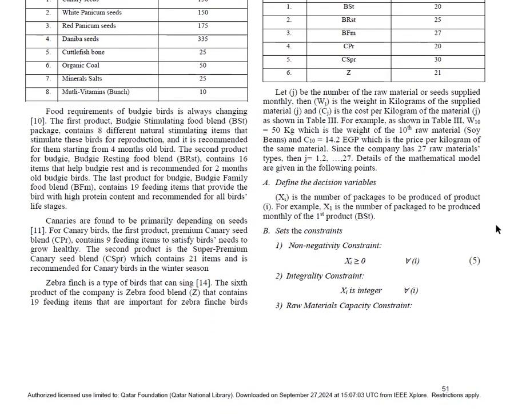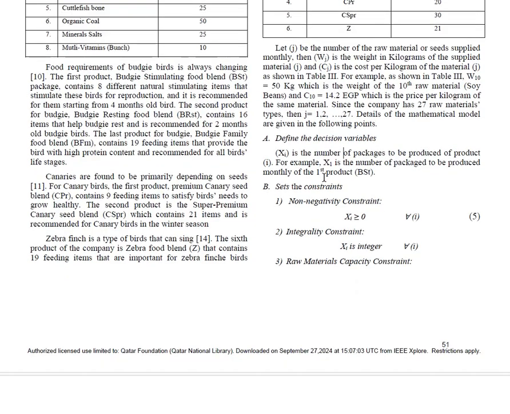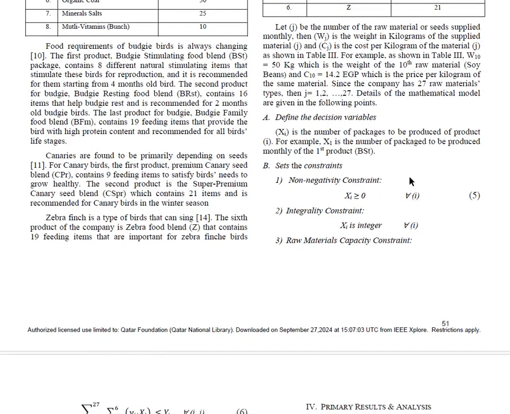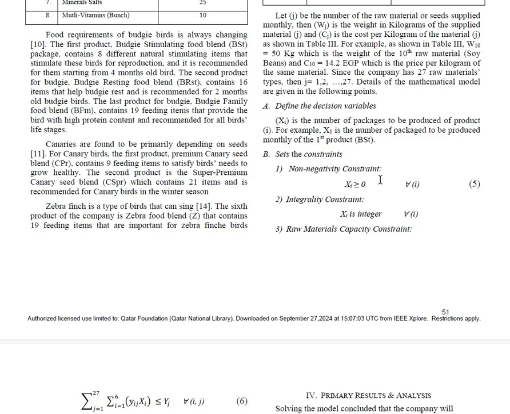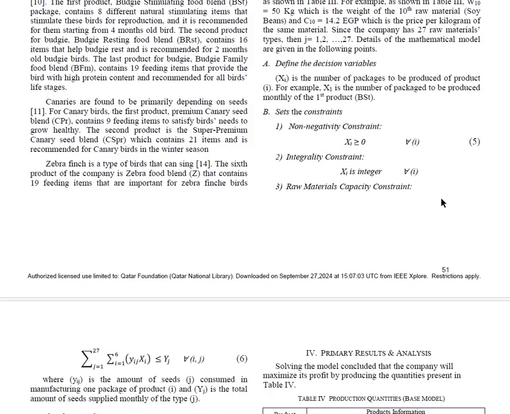And what about our decision variables? Our decision variable here is xi, the number of packages to be produced of product I in order to maximize the profit. So x1 is the number of packages to be produced of product 1. All right, until now we are talking about a normal product mix problem. Okay. And we have here the constraints, non-negativity constraints. My product must be greater than or equal to 0. Integrality constraint, like xi must be integer, the number of products must be integer.